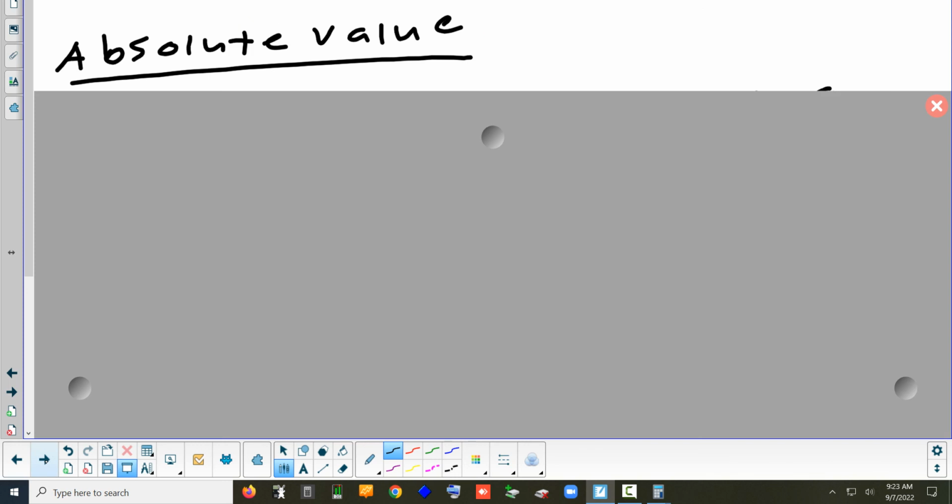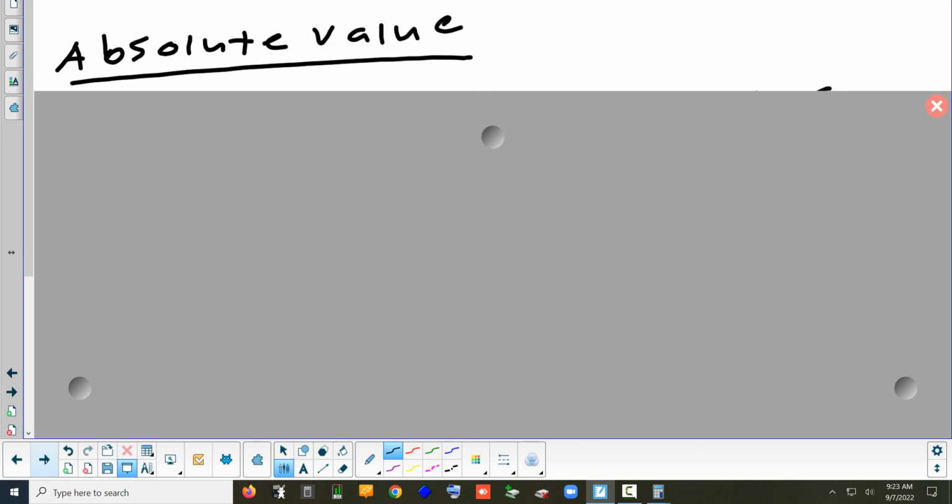Absolute value. Does anyone remember what absolute value is? Yeah? So absolute value is pretty much you put an equation between these two lines, and then it's just the absolute value of that. So like let's say the answer was -5, it would just be 5. It would just be 5.